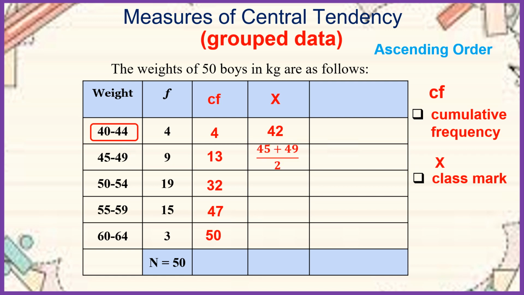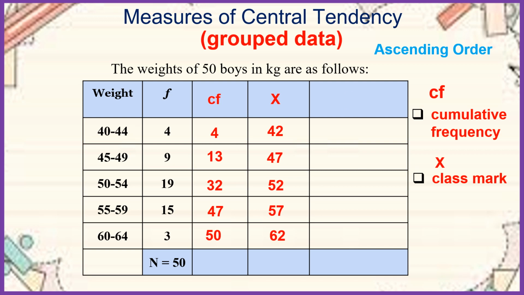Then we will be having 45 plus 49 divided by 2 is equal to 47. 50 plus 54 divided by 2 is equal to 52. 55 plus 59 divided by 2 is equal to 57. And 60 plus 64 divided by 2 is equal to 62.